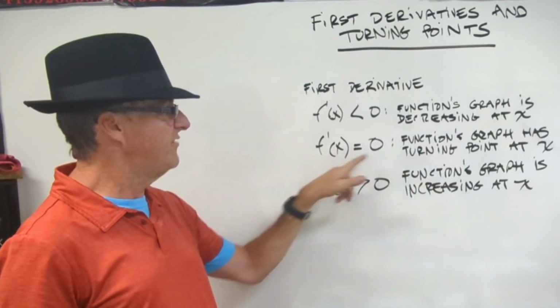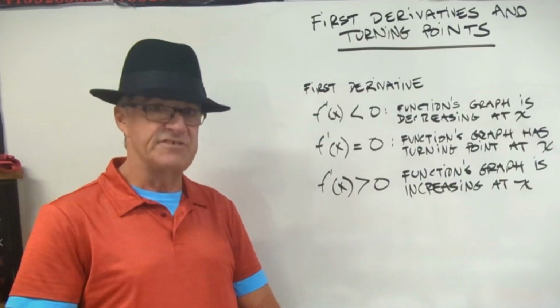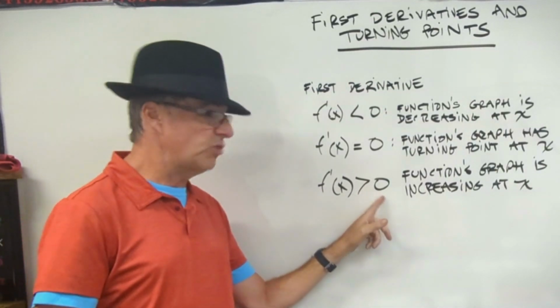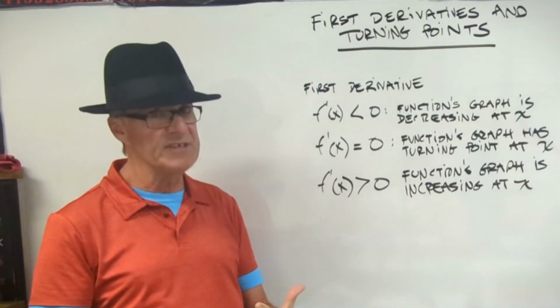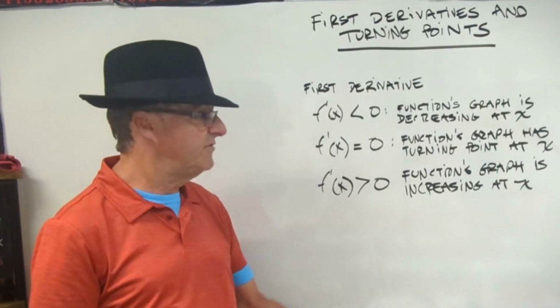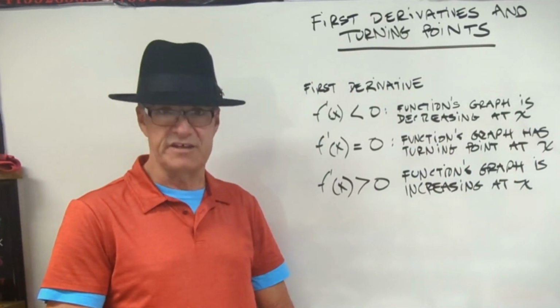So when f prime of x is 0, we have a turning point because the tangent line has a 0 slope. And then finally, when f prime of x is greater than 0, that is positive, that means the slope of the tangent line is also positive, and that means that the function's graph is increasing at x.